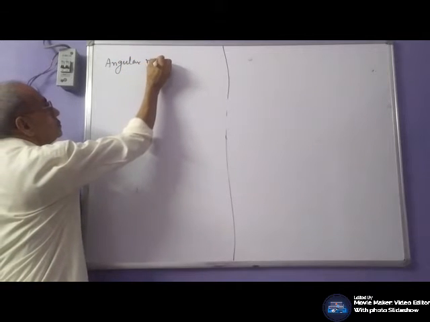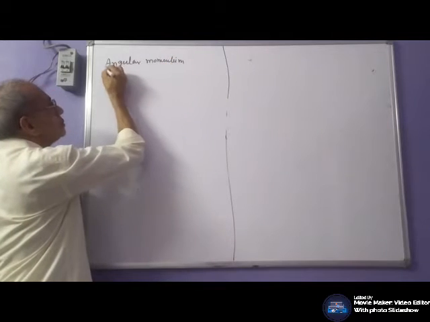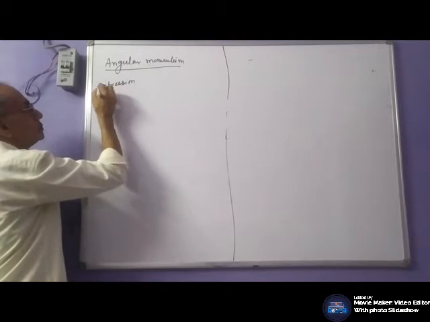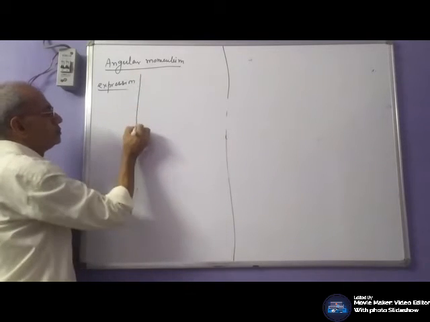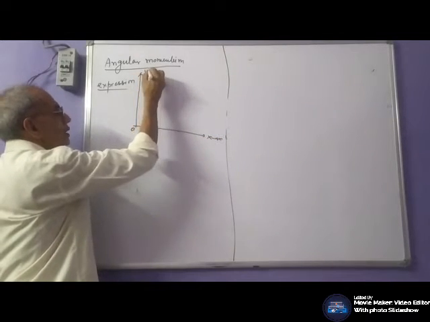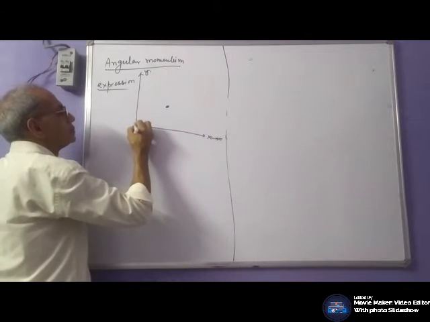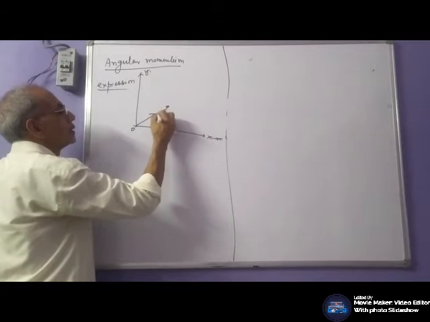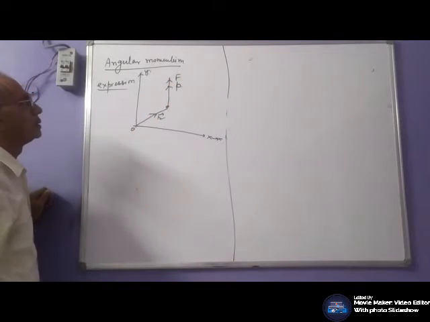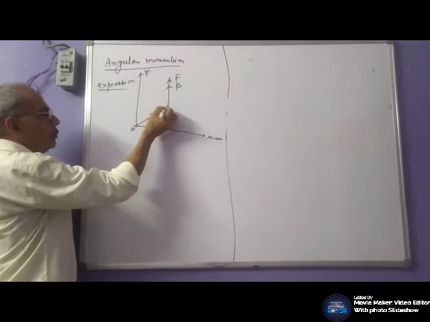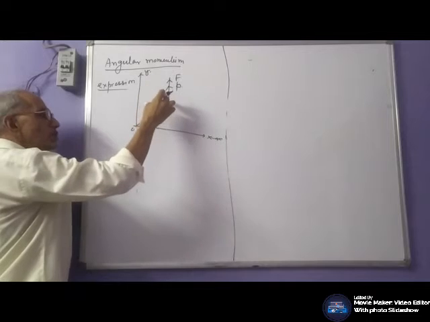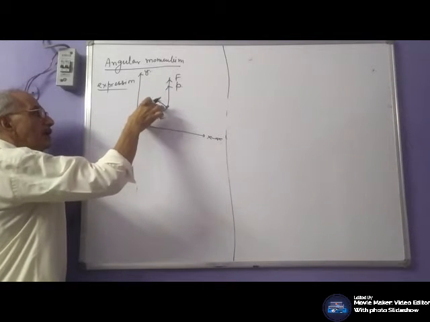Angular momentum. Expression. This is the x-axis. This is the origin of the coordinate system, y-axis. This is some mass. This is the position vector. Here this is force. So this is what? Linear momentum, and this is rotation about O. This is the direction of force, so this will be the direction of momentum, and it is rotating by this force.